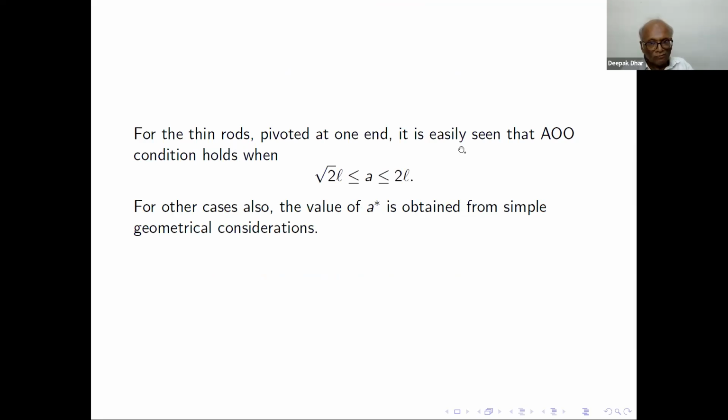For thin rods, you can easily check that this at most one overlap condition is actually satisfied in a reasonable range of distances. Beyond 2L, there is no overlap. Between root 2L and 2L, there will be at most one overlap only, because if it overlaps here, it cannot overlap in the perpendicular direction. For other cases, you can take other lattices and all that kind of stuff. The range where this one overlap condition holds is easy to derive. It's not a difficult problem.